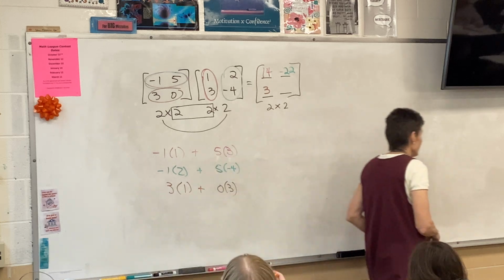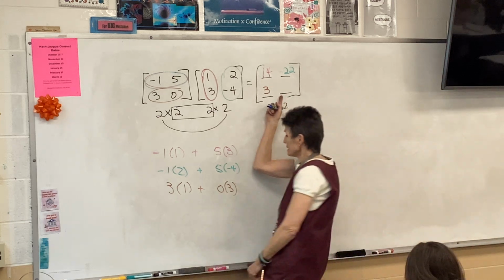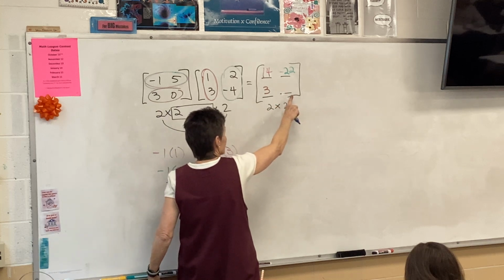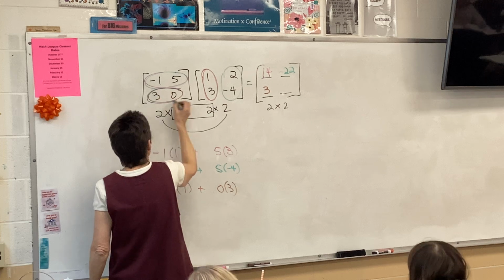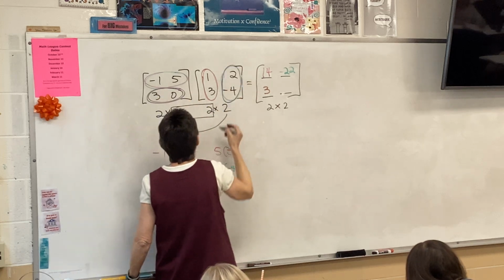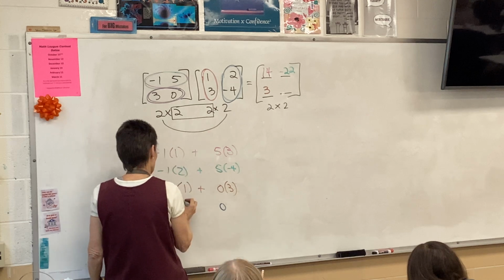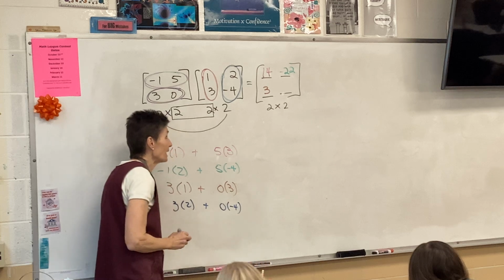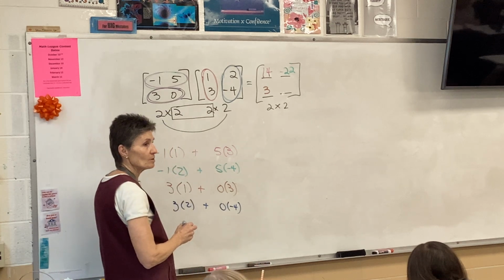And then last but not least, we have what? What is this? Row 2, column 2. So row 2, column 2 would be 3, 0, and 2, -4. So what does that add up to? What's that add up to? 6.